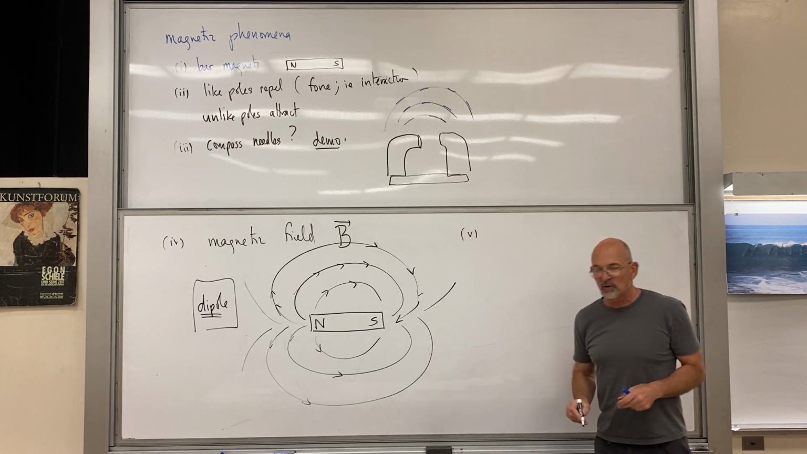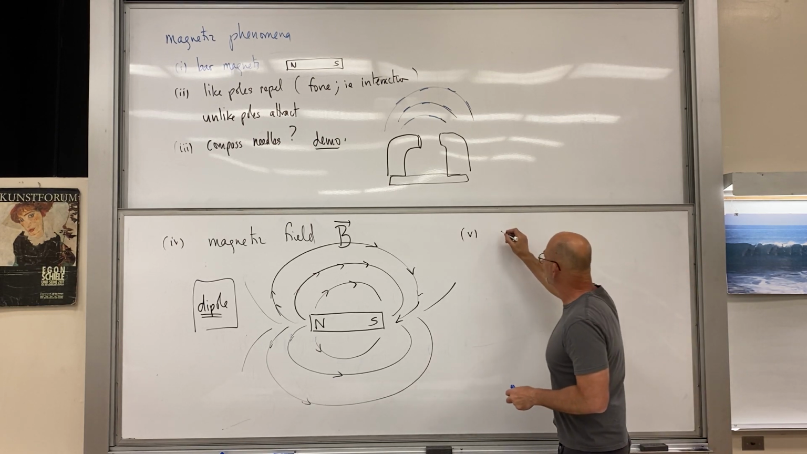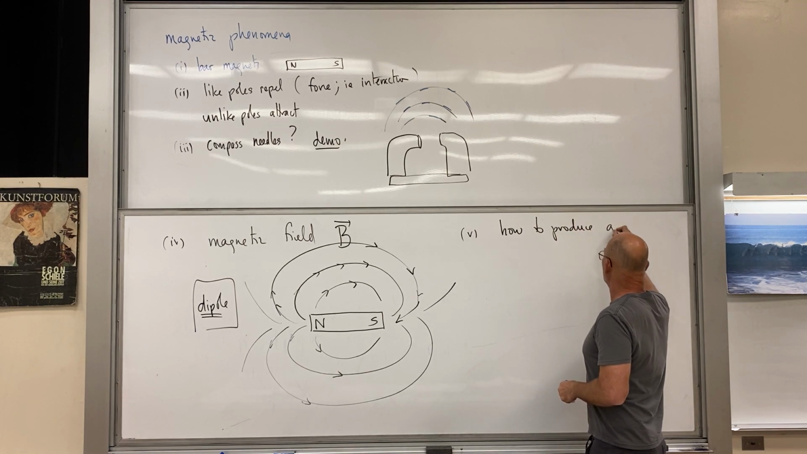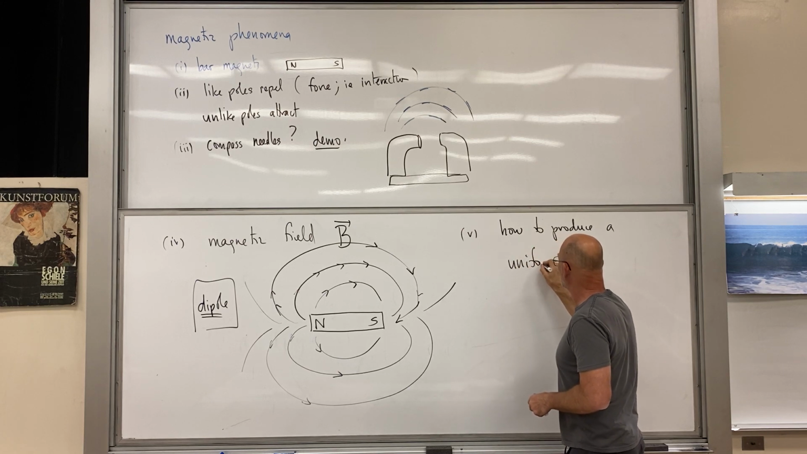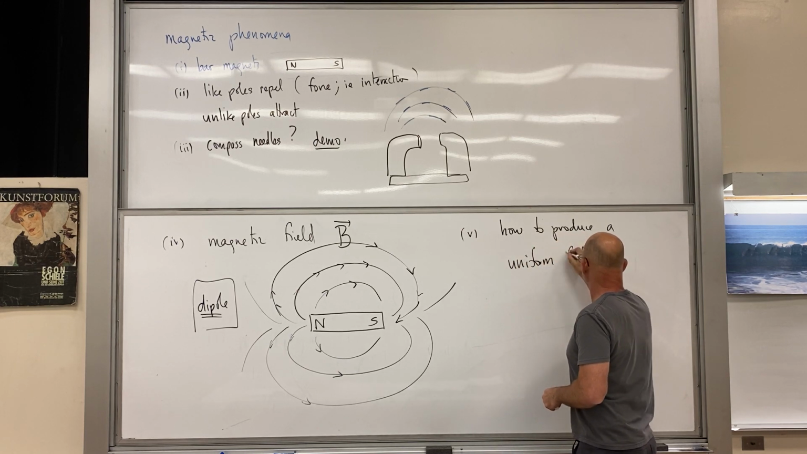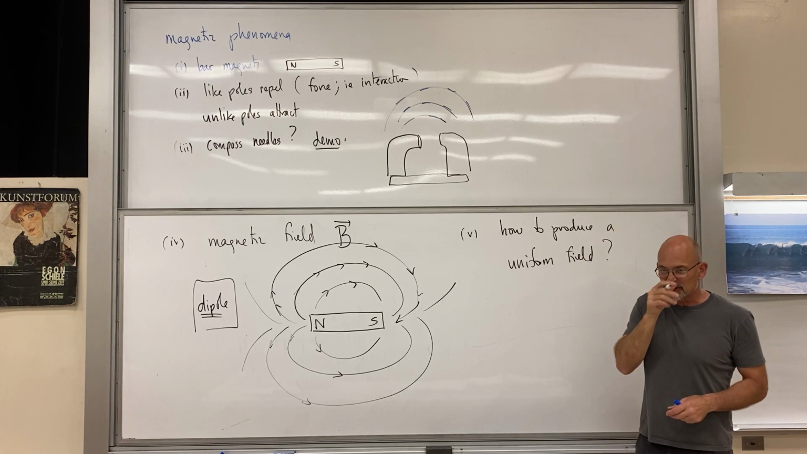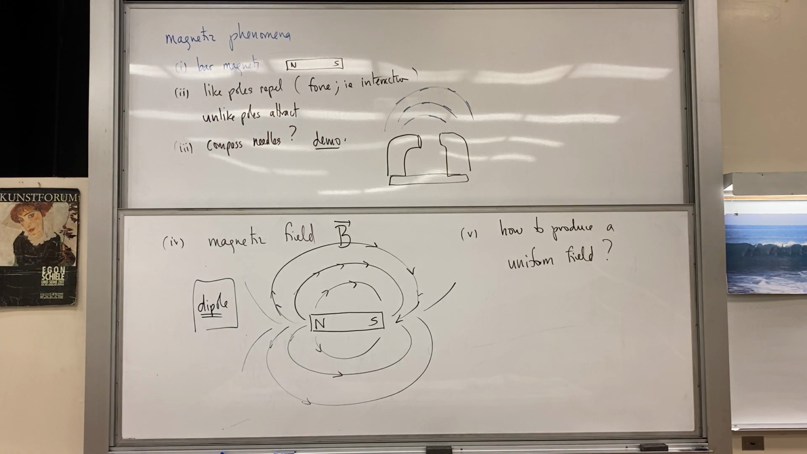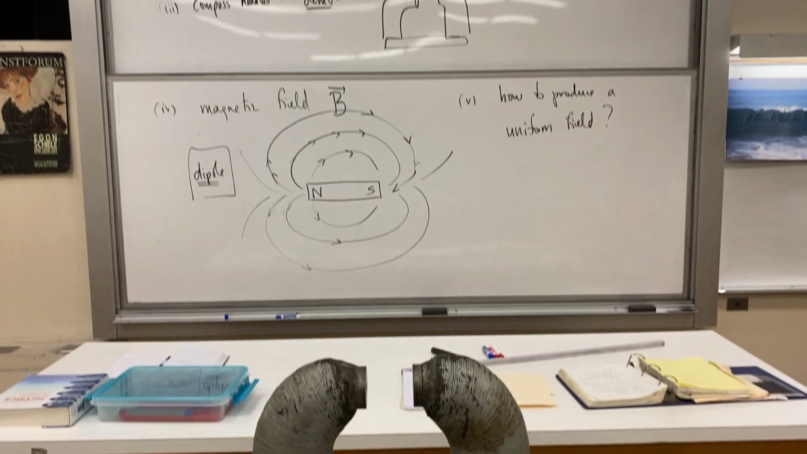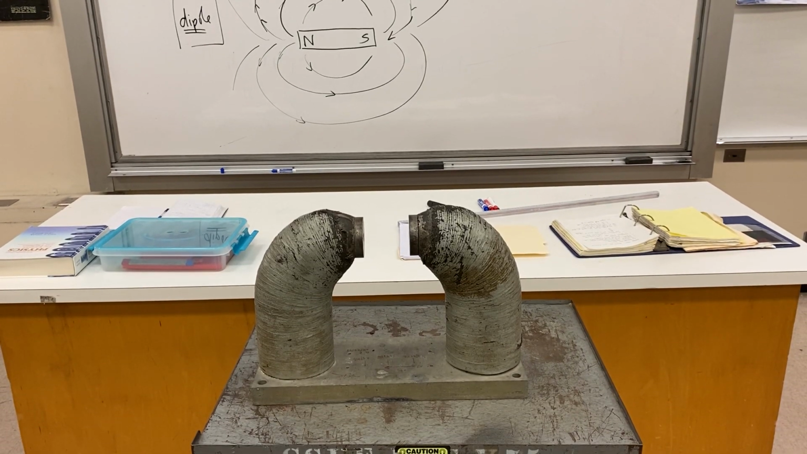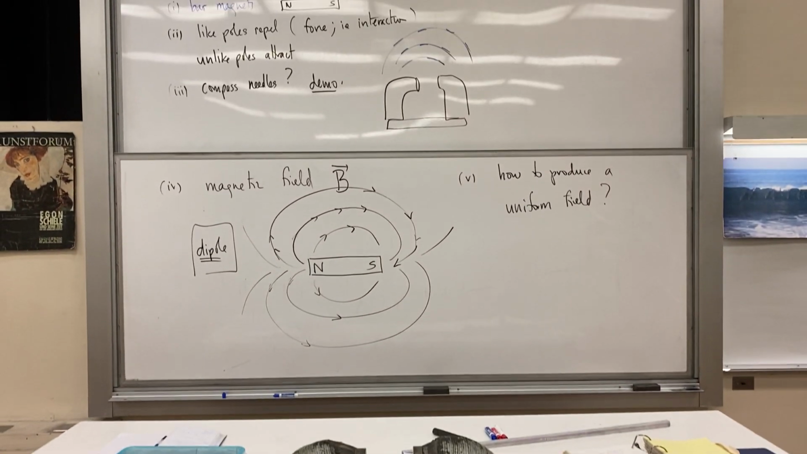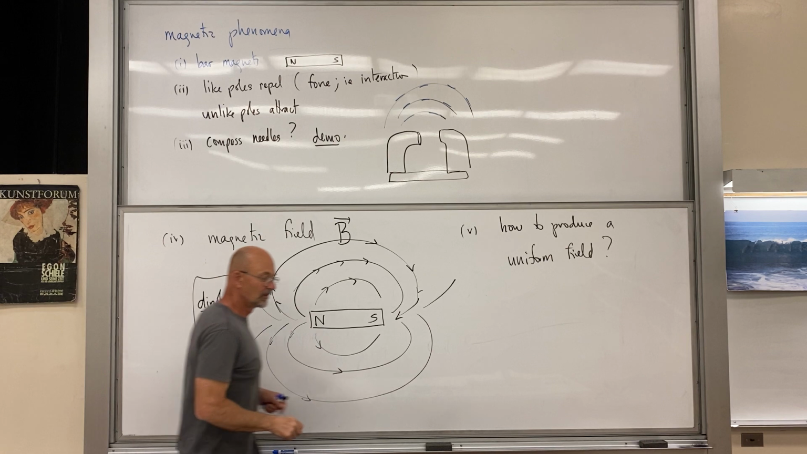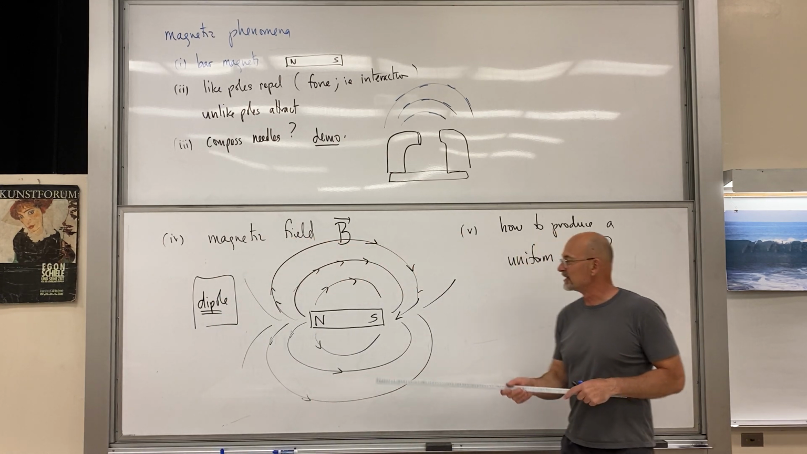But the question would be, how do we create a uniform field? How to produce a uniform field? Well, actually, that device I just showed you gives the answer. The north and south poles are, here, let's show you it again. Back to the board there. Yeah, the north and south poles are separated on the device I just showed you.